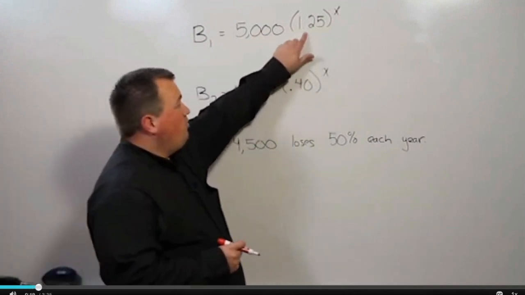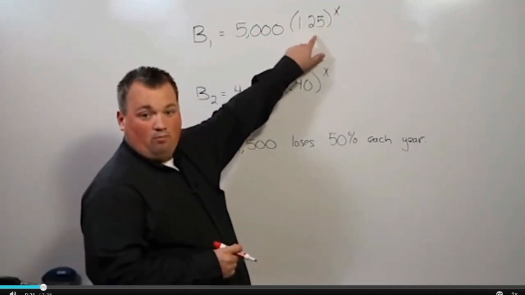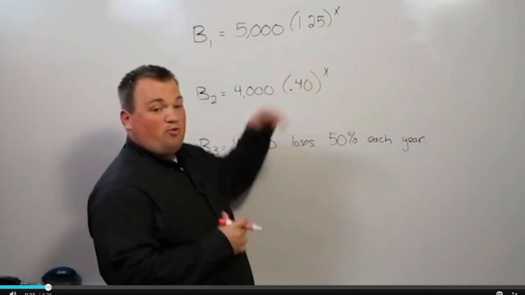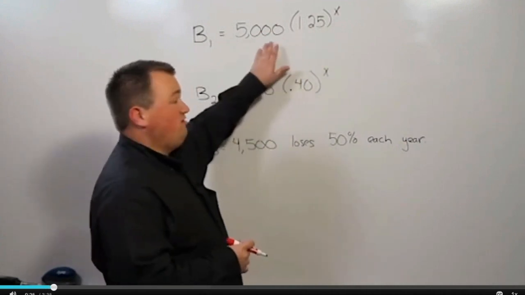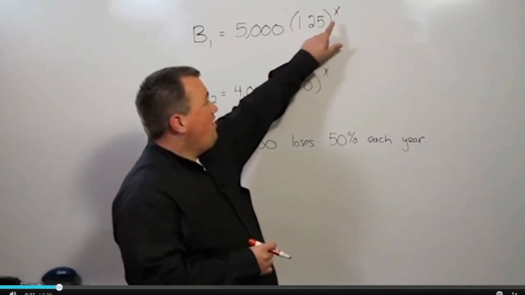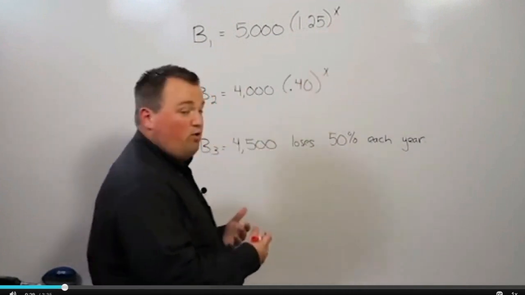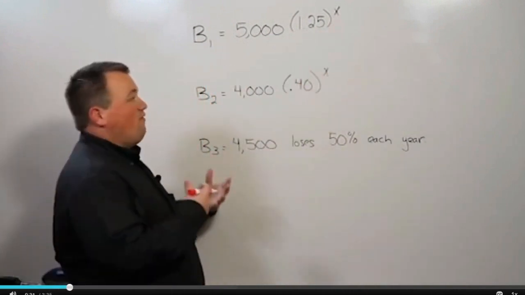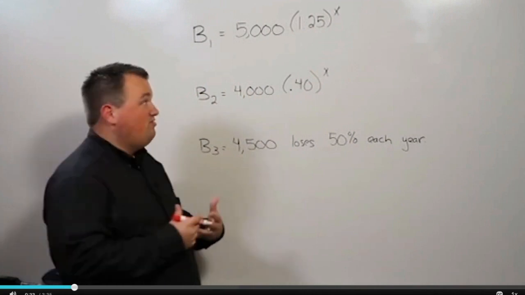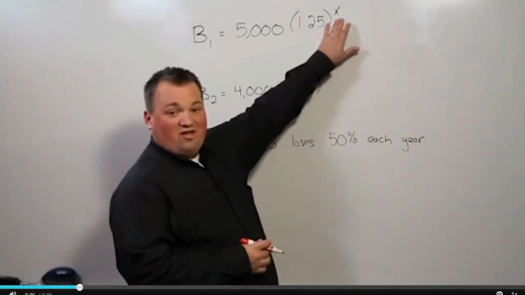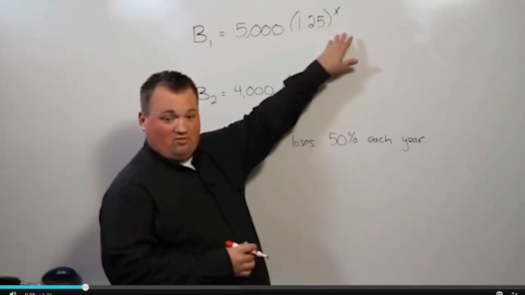The next thing you're going to notice is being multiplied by 1.25. This is our percent of change. What is happening to that initial value? And then our exponent of x is where we would put our numbers of years. So if I wanted to know how much his boat would be worth in 10 years, I would replace his x with 10 and then evaluate this.